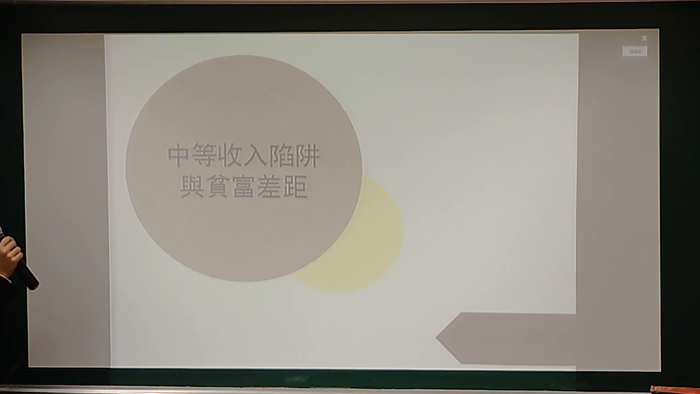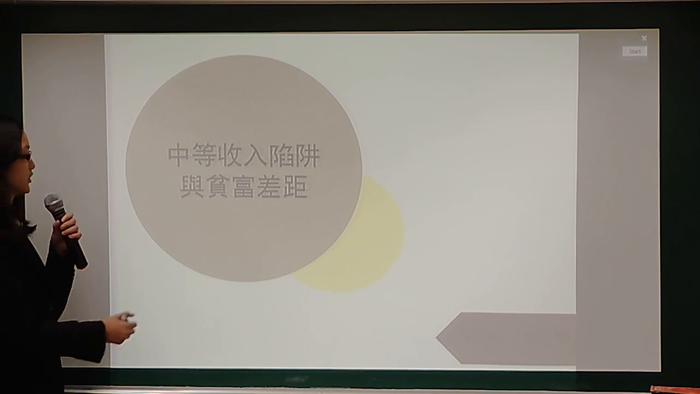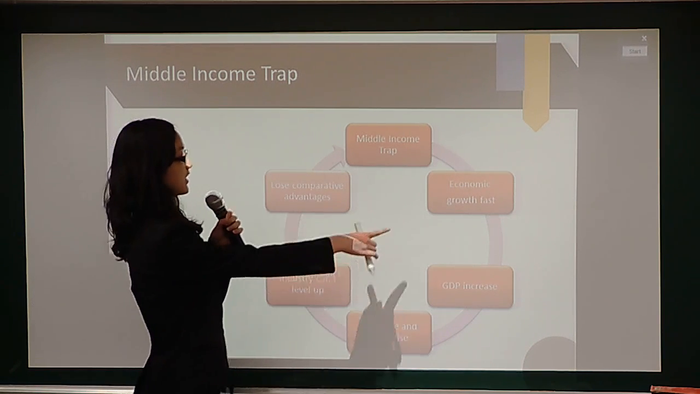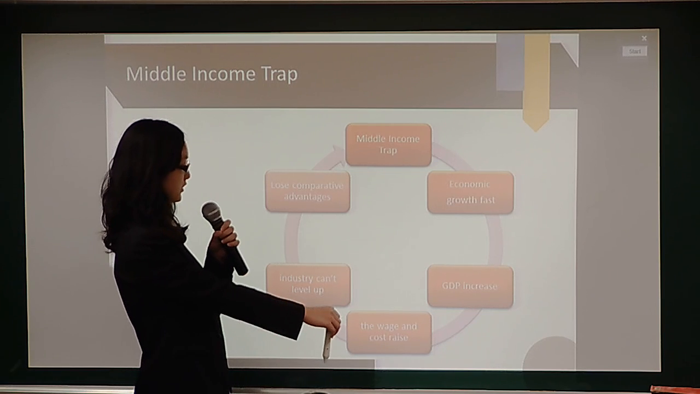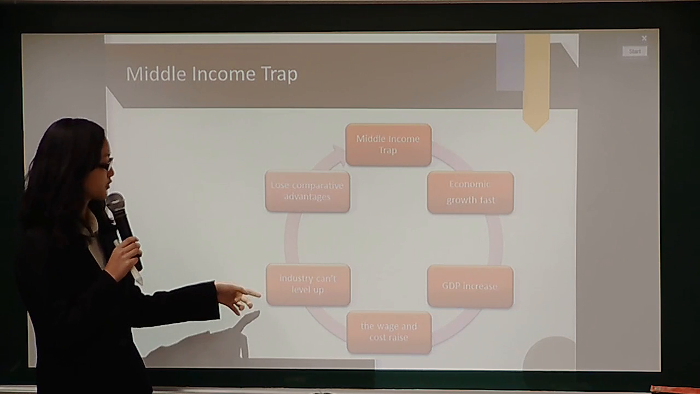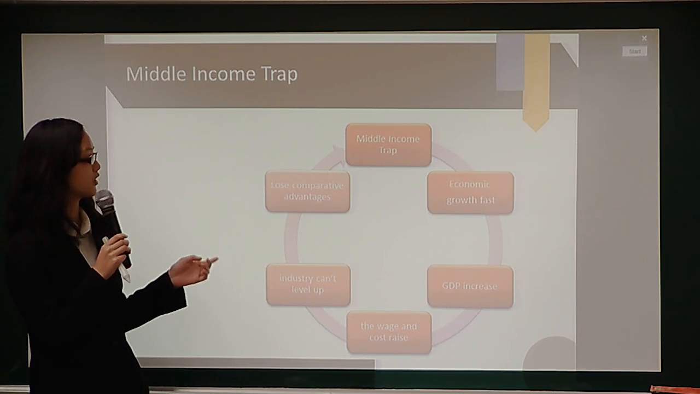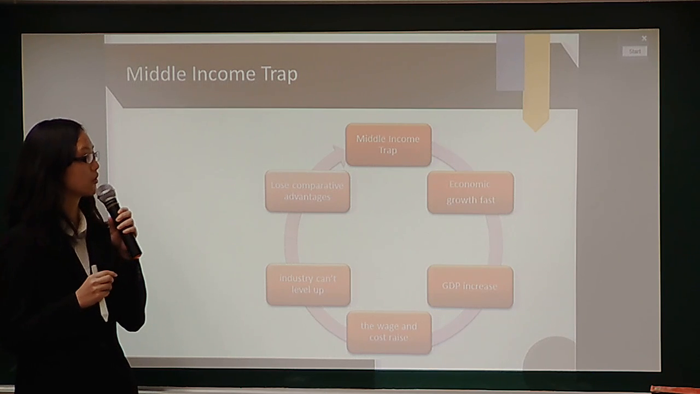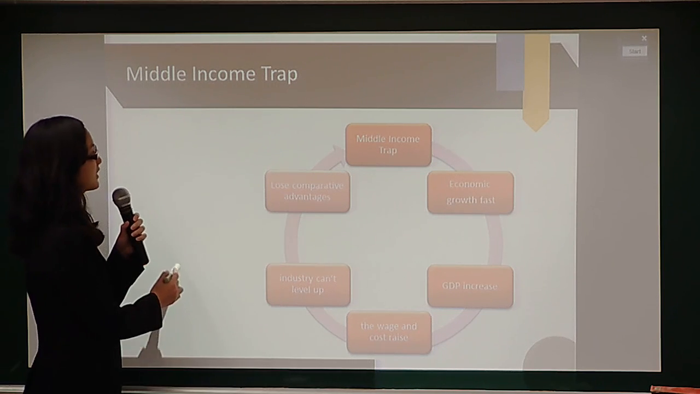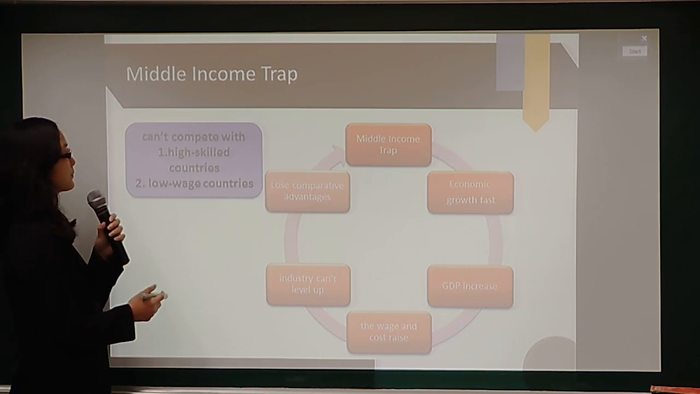And next, we will introduce the issue of the middle income trap. Now I'm going to introduce two economic conditions. The first economic condition is the middle income trap. It means that when a country's economy grows fast, GDP will increase. However, it will also make wages and costs rise. If the industry cannot level up and the country loses its comparative advantages, GDP will remain at the same level, and finally the country will fall into a middle income trap.